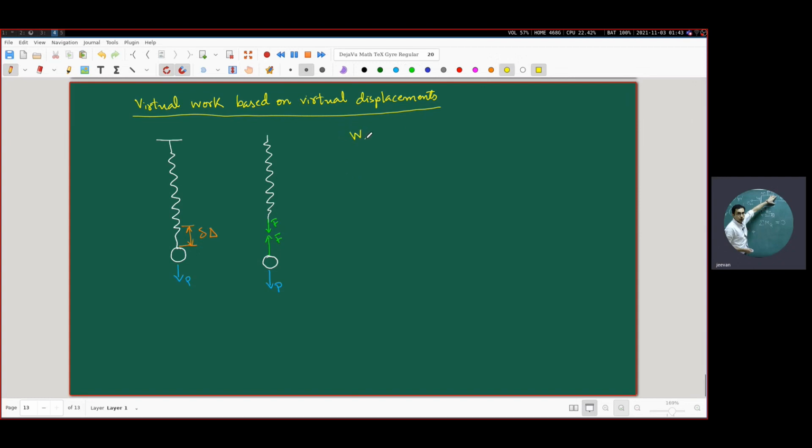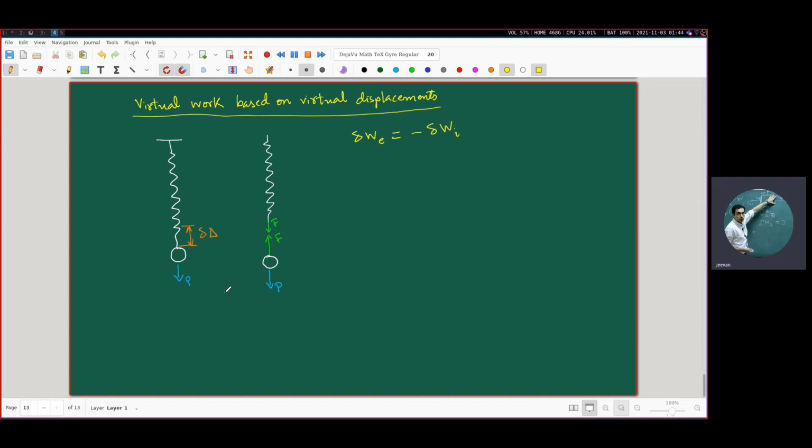Earlier we had said that WE is equal to minus WI. But now we are not working with real work. Rather, we are concerned with virtual work, because the displacement that we have imposed is a virtual displacement, which is why this virtual work is based on virtual displacement. This virtual displacement is going to be multiplied by the real forces that are there. So instead of this equation, we are going to use the virtual version of this equation, which is delta of WE is equal to minus delta of WI.